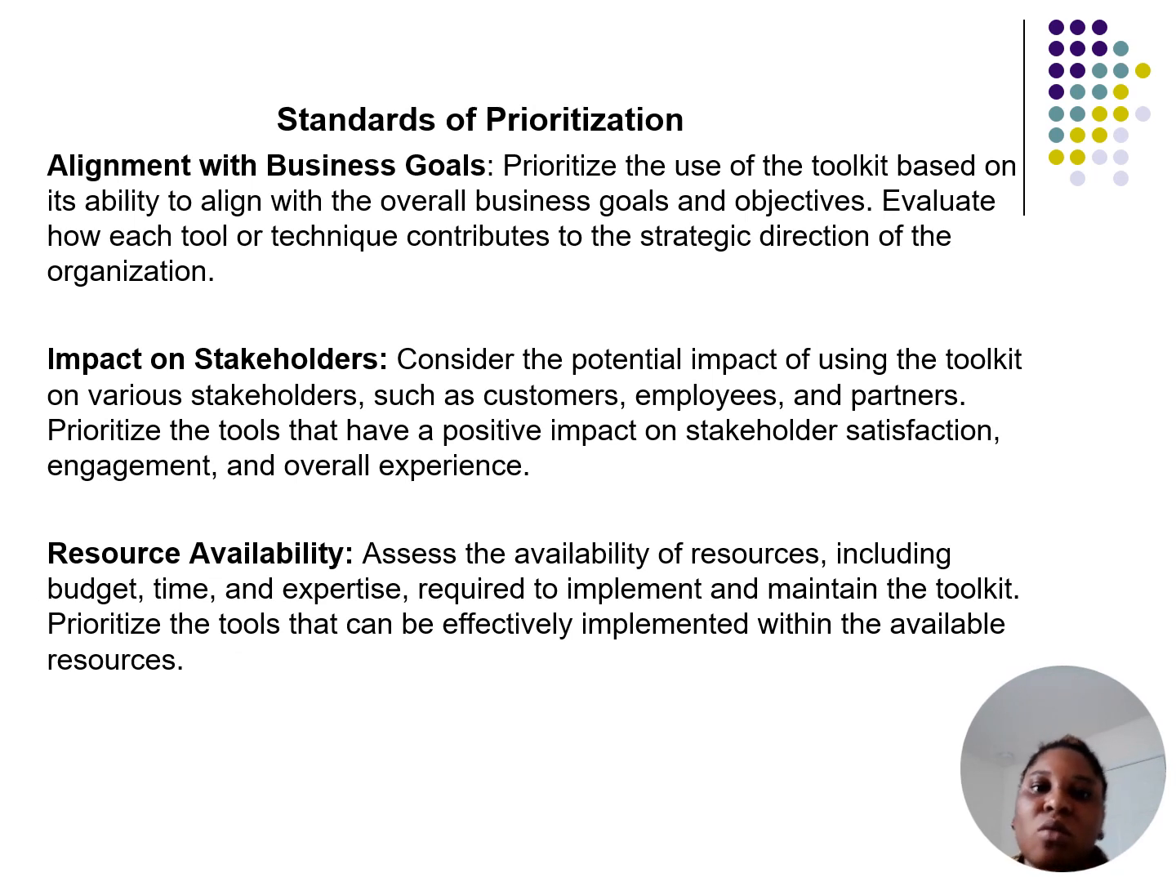Here are some prioritization standards that can be considered. Align with business goals, number one, which is prioritizing tools that align with organization goals. Number two, impact on stakeholders, which is prioritizing tools that have a positive impact on stakeholder satisfaction and experience. And number three, resource availability, which is to prioritize tools that can be effectively implemented within available resources.